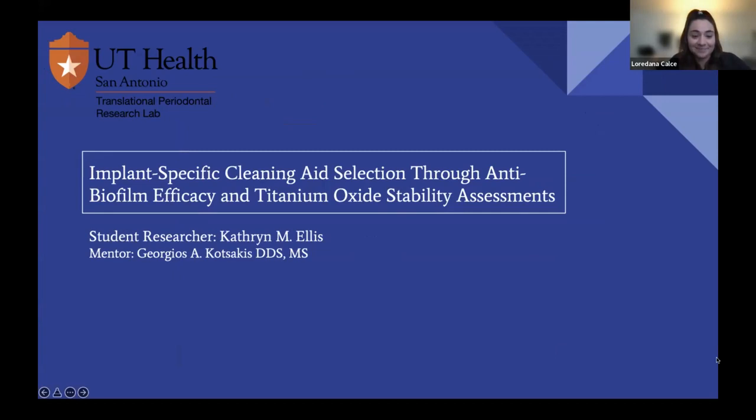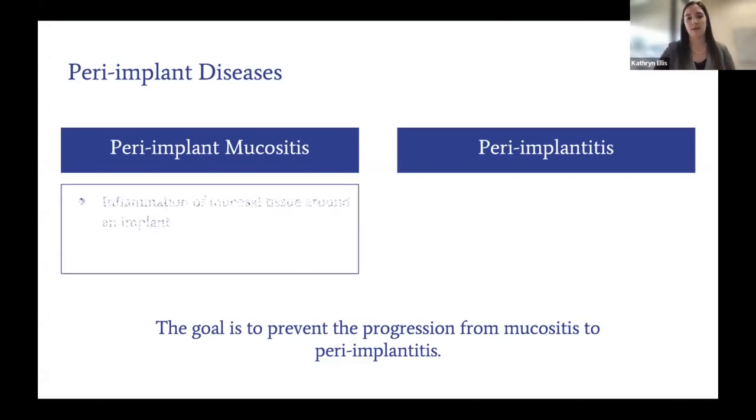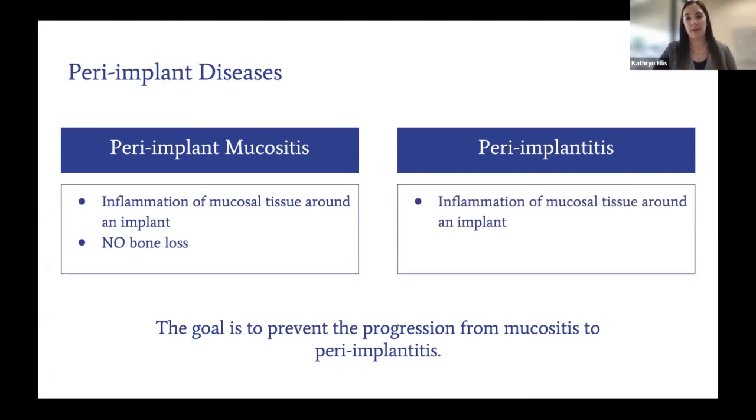Good morning, everyone. My name is Catherine Ellis, and I'm a current third-year dental student here at the UT Health Science Center School of Dentistry in San Antonio. Today I'll be talking to you about implant-specific cleaning aid selection through anti-biofilm efficacy and titanium oxide stability assessments. Peri-implant diseases start off as peri-implant mucositis, which is simply inflammation of the mucosal tissue surrounding an implant. If left untreated, it can progress to peri-implantitis, which is that inflammation coupled with bone loss surrounding the implant. So our goal as practitioners is to prevent this progression to peri-implantitis.